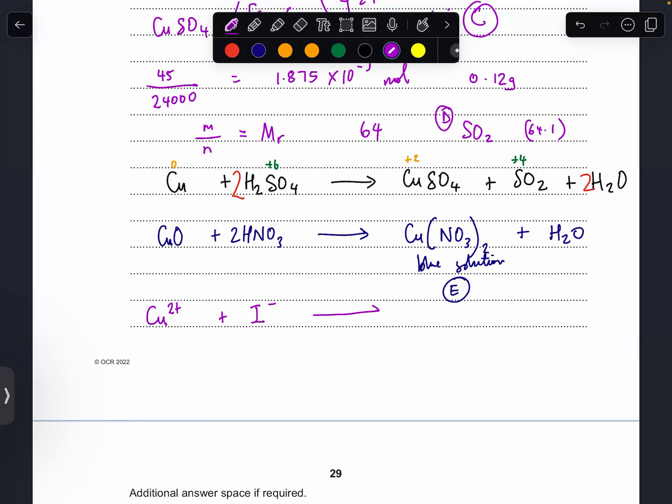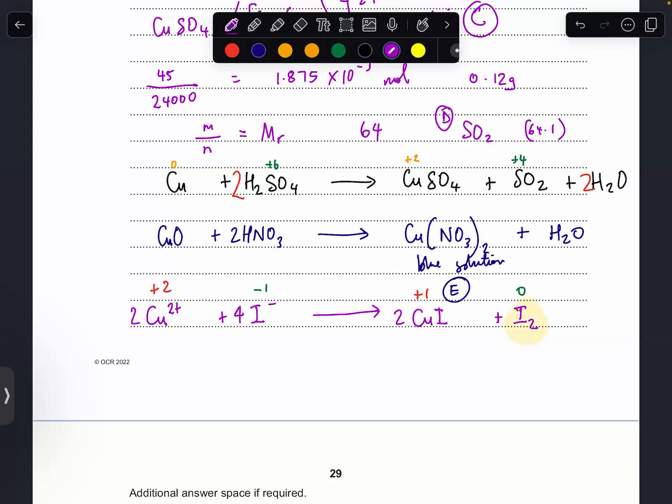This goes on to give you CuI. Oxidation number goes from +2 to +1, and it forms some iodine, I2, where the iodine oxidation number goes from -1 to 0. And to balance, we put a big 4 there, and a big 2 there. 2, 4, 2, 1. So you've got this reaction. You need to learn this equation, because in this reaction, it forms iodine.